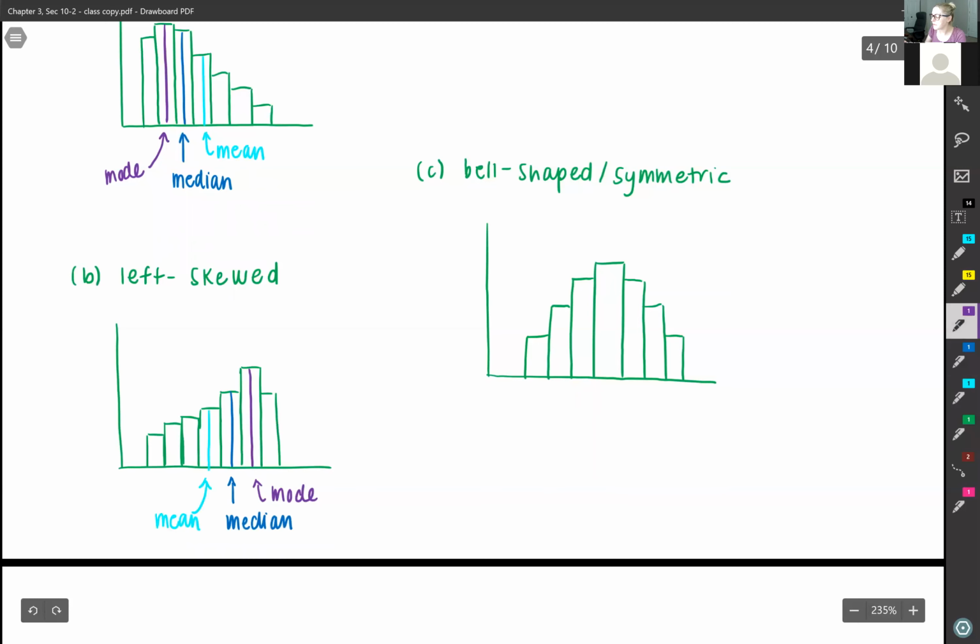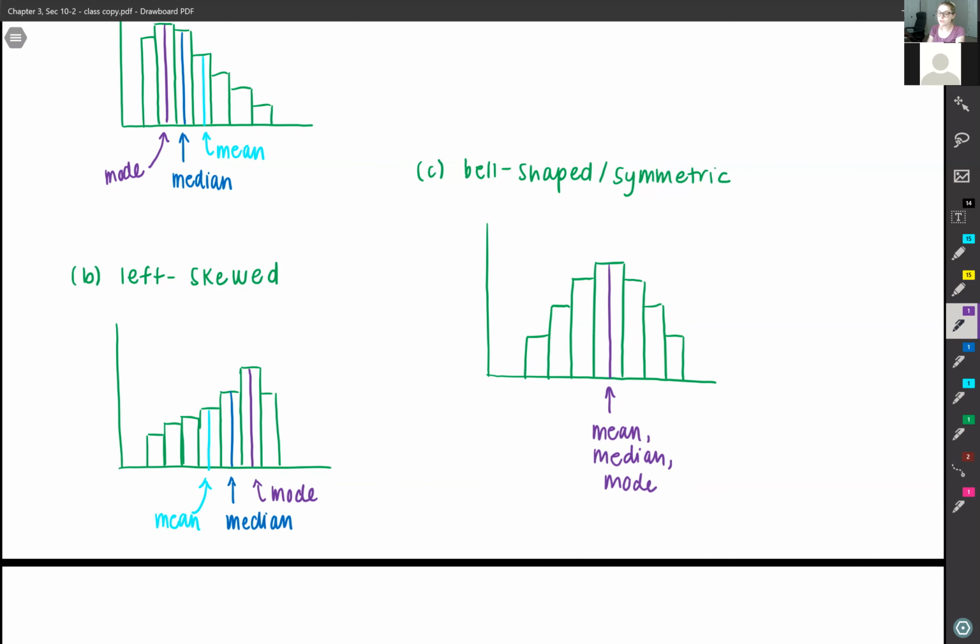And then lastly, the bell-shaped slash symmetric is really interesting because the mean, median, and mode all happen to fall in the center, all at the same place. You can see why maybe if we're working with distribution, something that's symmetric or bell-shaped would be preferred because the mean and the median and the mode are all the same and they're all in the center. So just some things to think about.